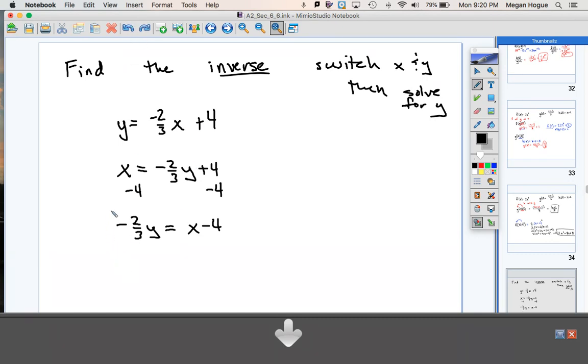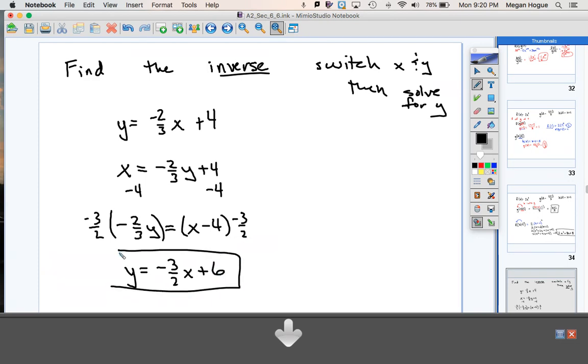But what I kind of like is multiply by the reciprocal. You keep the sign, negative 3/2. And then you're going to distribute over on the other side. So when I do it that way, I can do it without really a calculator. Negative 3 halves x plus 12 over 2, which just becomes 6.